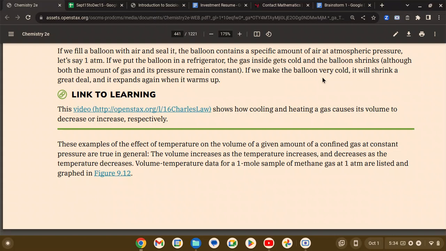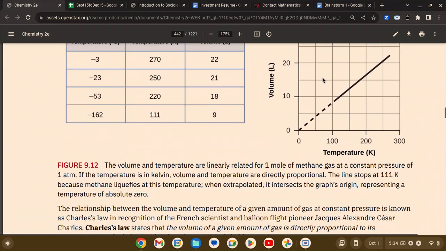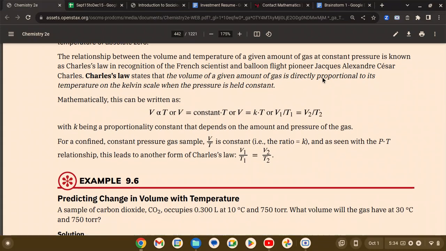These examples of the effect of temperature on the volume of a given amount of a confined gas at constant pressure are true in general. The volume increases as the temperature increases and decreases as the temperature decreases. Volume-temperature data for a 1 mole sample of methane gas at 1 atmosphere are listed and graphed in figure 9.12. The relationship between the volume and temperature of a given amount of gas at constant pressure is known as Charles's law, in recognition of the French scientist and balloon flight pioneer Jacques Alexandre César Charles.